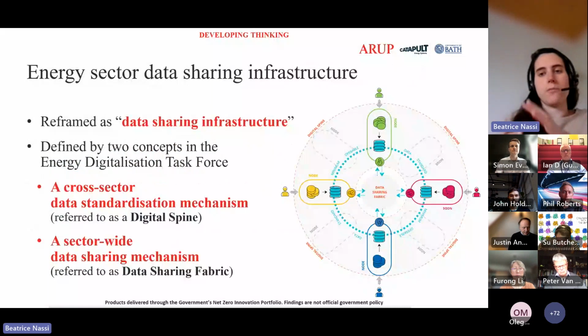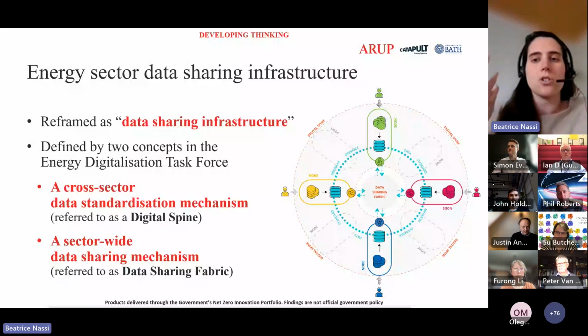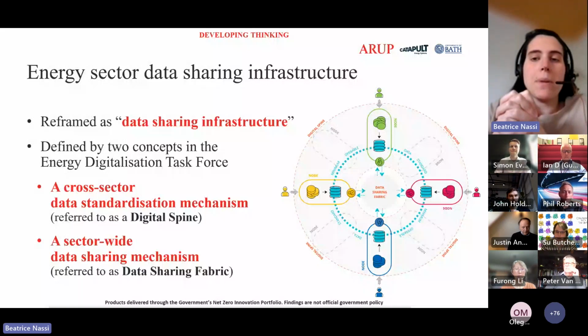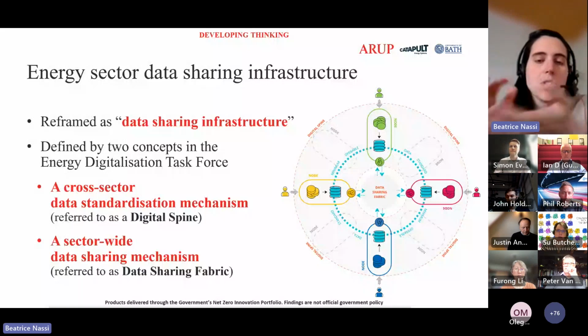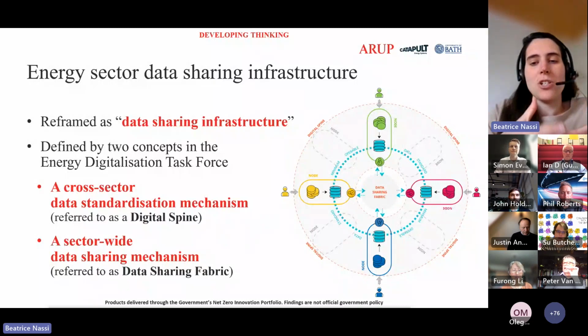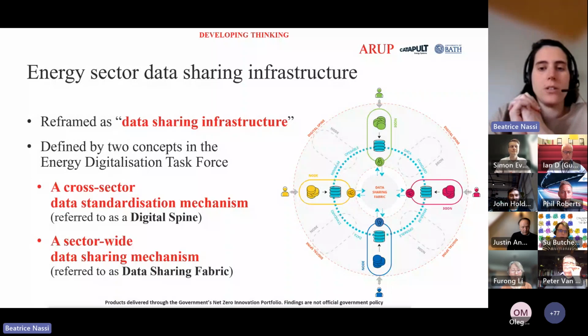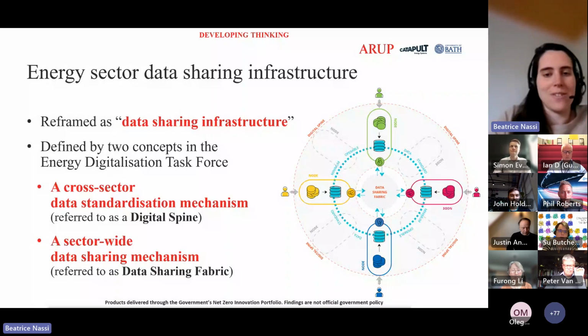As part of this work, we reframed the terms of the digital spine as a data sharing infrastructure for the energy sector, so a bit of a more functional definition. But mainly this looks at 2 core concepts. The first one is a cross-sector data sharing standardization mechanism. And this effectively will ensure that data can be shared in an interoperable manner. And the other one is a sector-wide data sharing mechanism, which effectively facilitates the actual sharing of that data. But let me go into a bit more detail around how this thinking is currently shaping up.